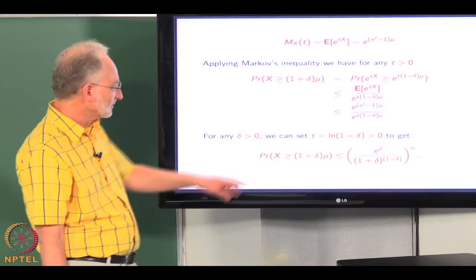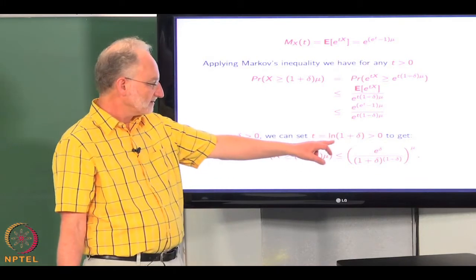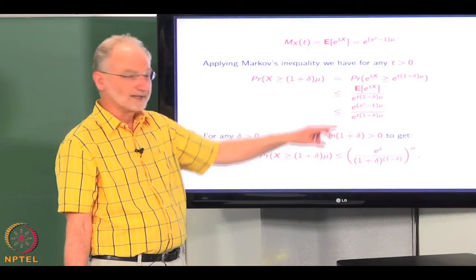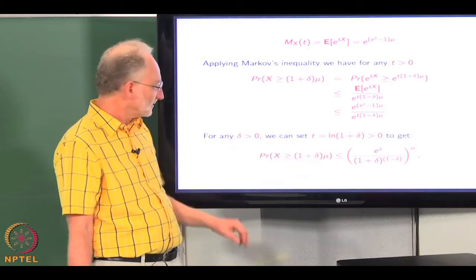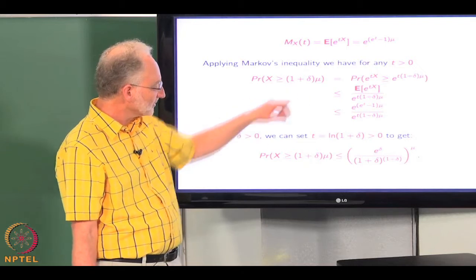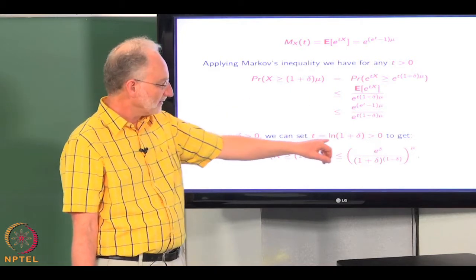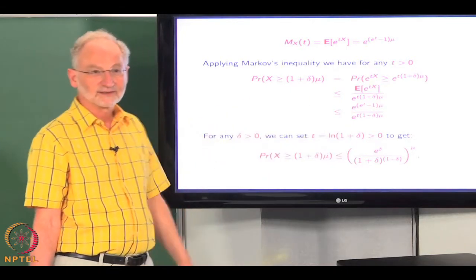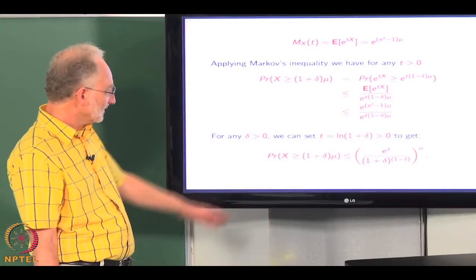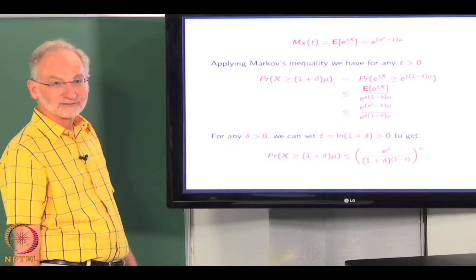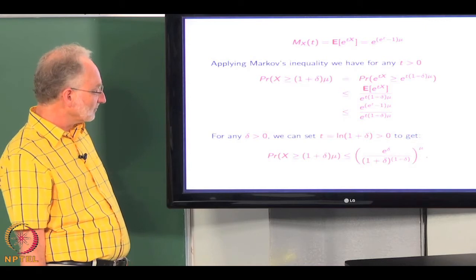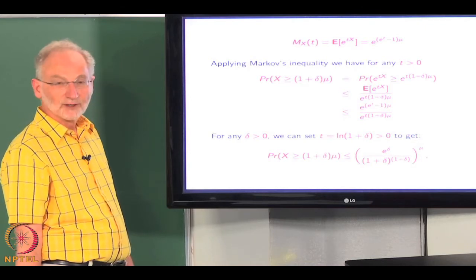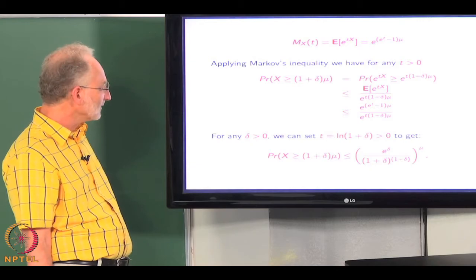Okay? And I have to note that I can only plug in t that are greater than 0, but if delta, the deviation, is greater than 0, then t equal to ln of 1 plus delta is greater than 0, and everything is fine. And I get the first version of a Chernoff bound. It looks good, but it's somewhat hard to remember or to memorize.